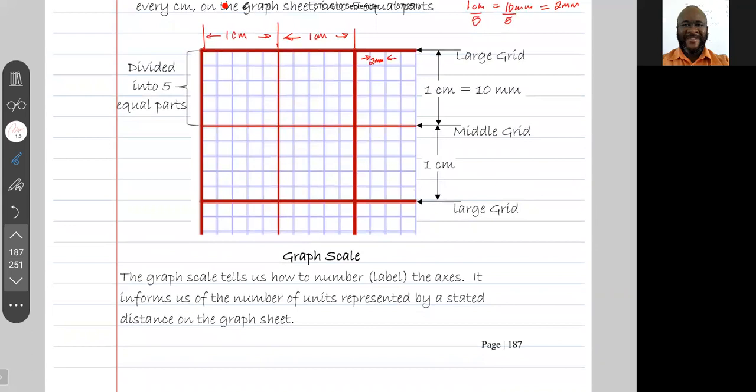Now, one of the first and most important things you have to learn when you're dealing with graphs is the issue of the graph scale. Graph scale tells us how to number or label the axes. It informs us of the number of units represented by a stated distance on the graph sheet. So your graph scale is going to tell you, for example, what 1 centimeter on your graph sheet represents. So the graph scale tells you how many units are being represented by a certain distance on your graph sheet.